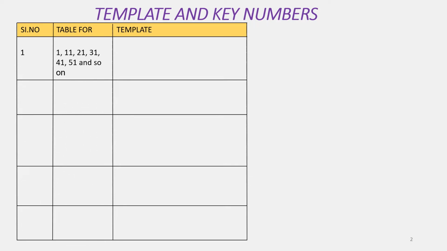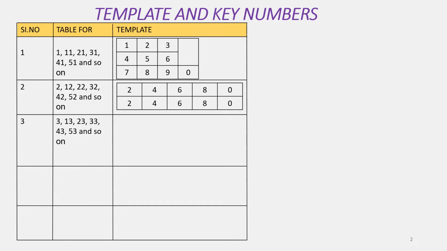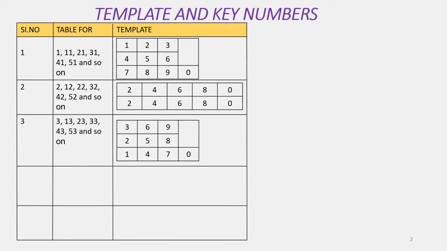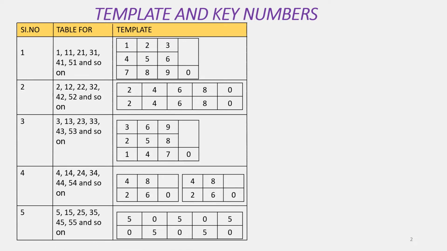For example, for the tables of 1, 11, 21, 31, 41, 51, where the number ends with 1, the template will be like this. Similarly, the table for n ending with 2 will be like this. Table for n with 3 will be like this. Table for n with 4 will be like this. And table for n with 5 will be like this.